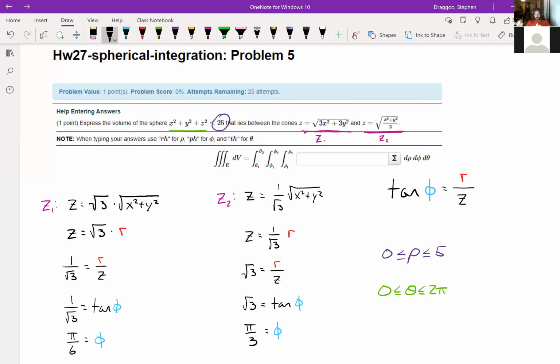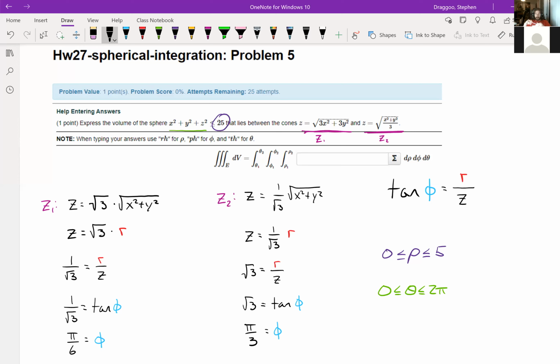Going to the unit circle, if tangent phi is equal to the square root of 3, or if tangent phi equals 1 over square root of 3, those are both angles we know from the unit circle. Specifically, tangent of pi over 6 is equal to 1 over square root 3, or if it's rationalized, that's root 3 over 3. And the tangent of pi over 3 is equal to the square root of 3. So solving each of those things for phi means that I have two angles for phi that I want to integrate in between.